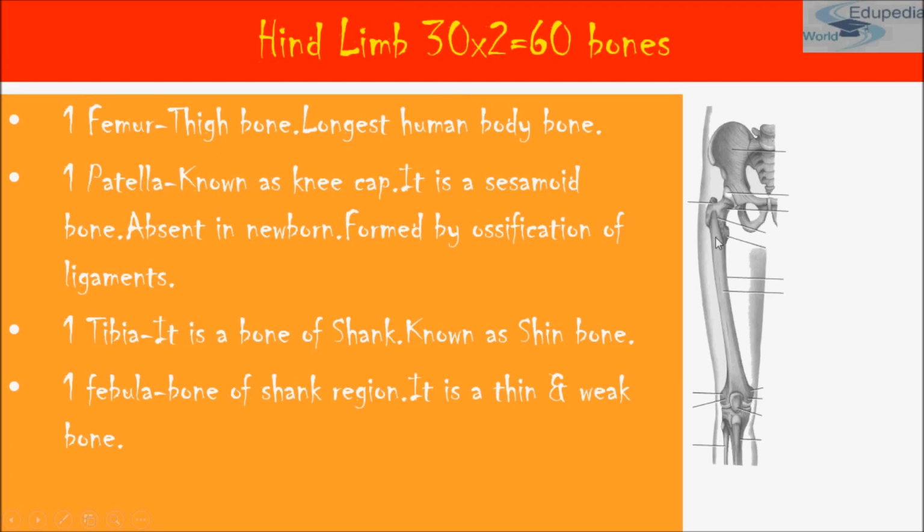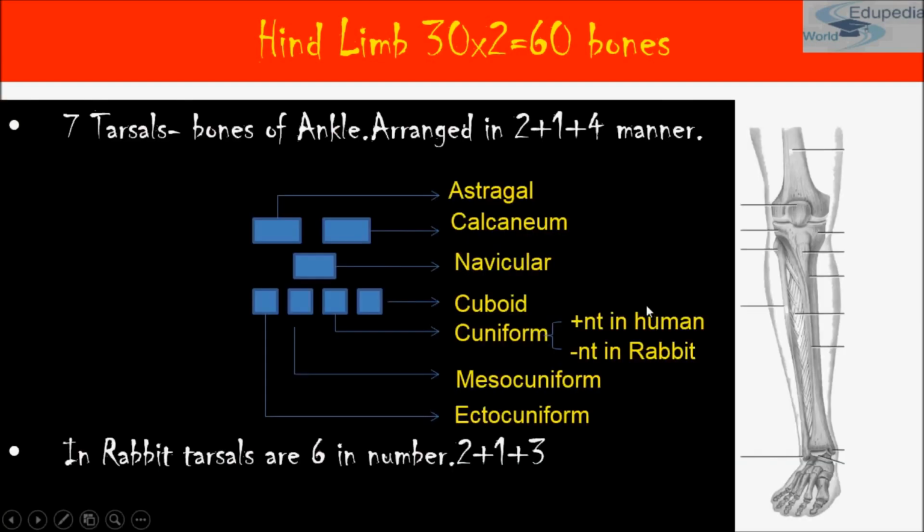See, this is your thigh bone. This is your patella, that is your kneecap. And it is a sesamoid bone, and it is absent in newborns. It is formed by ossification of ligaments. And then this is your tibia, and this is your fibula. It is a bone of the shank known as shin bone. Tibia is known as shin bone, and this bone is your fibula. It is a bone of the shank region. It is a thin and weak bone.